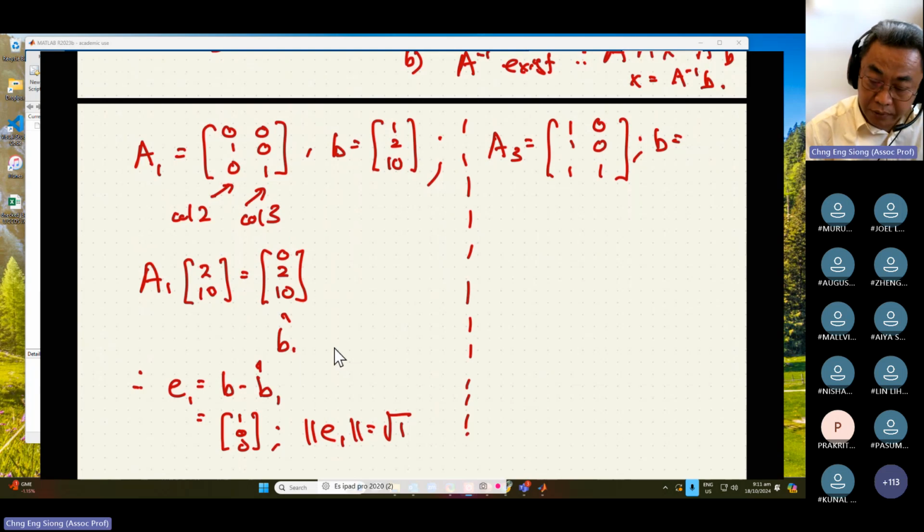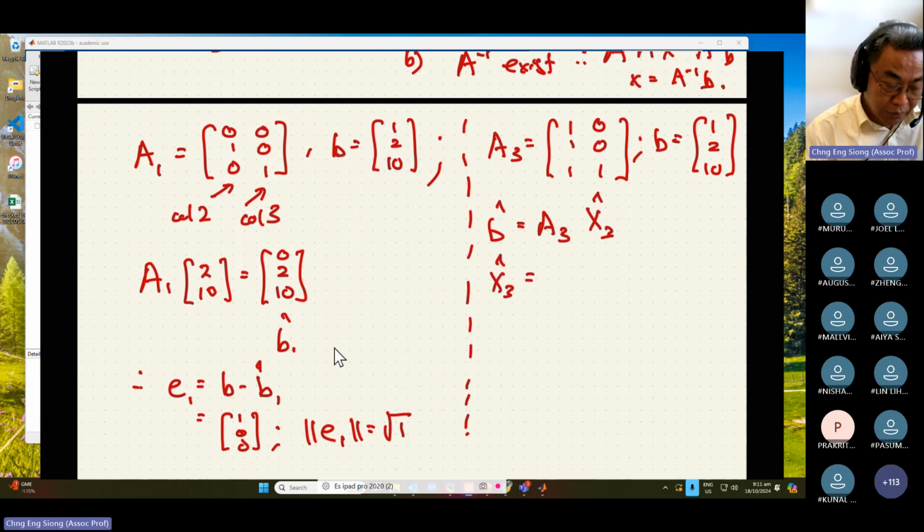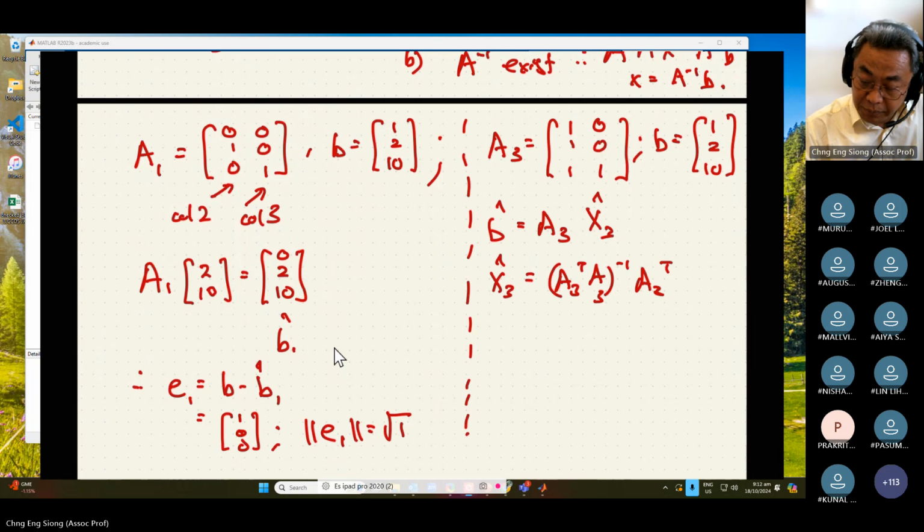B is still 1, 2, 10. Now, B hat is equal to A3 times X3 hat. But what's X3 hat? Then you have to go and compute your equation here, which is A3 transpose A3 inverse A3 transpose B.